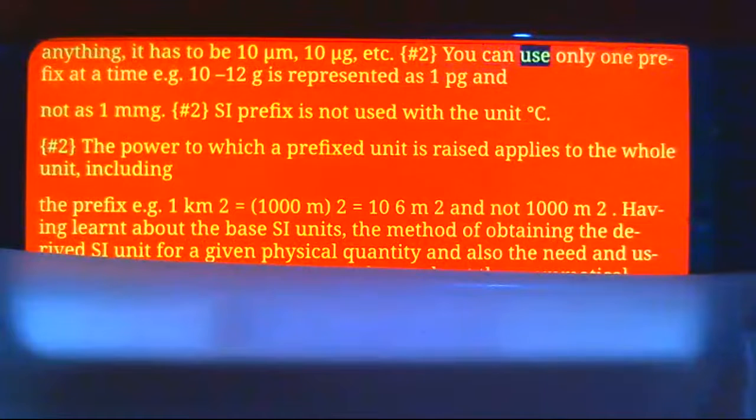Number 3. You can use only one prefix at a time, e.g. 10^-12 g is represented as 1 pg and not as 1 millimilligram. Number 4. SI prefix is not used with the unit degree C. Number 5. The prefixed unit as raised applies to the whole unit, including the prefix, e.g. 1 km^2 equals (1000 m)^2 equals 10^6 m^2 and not 1000 m^2.